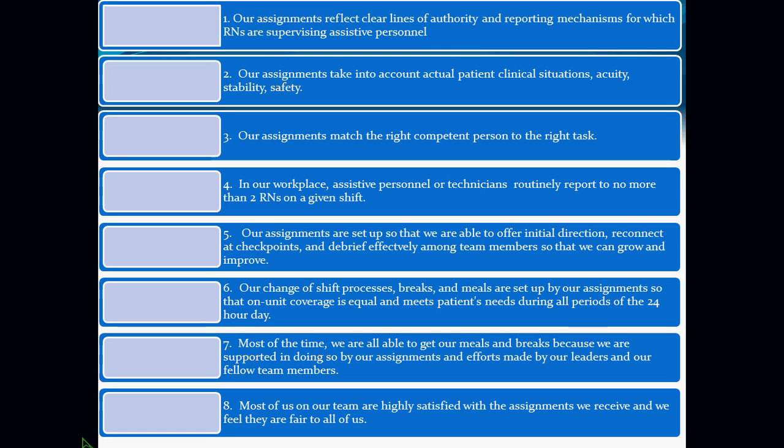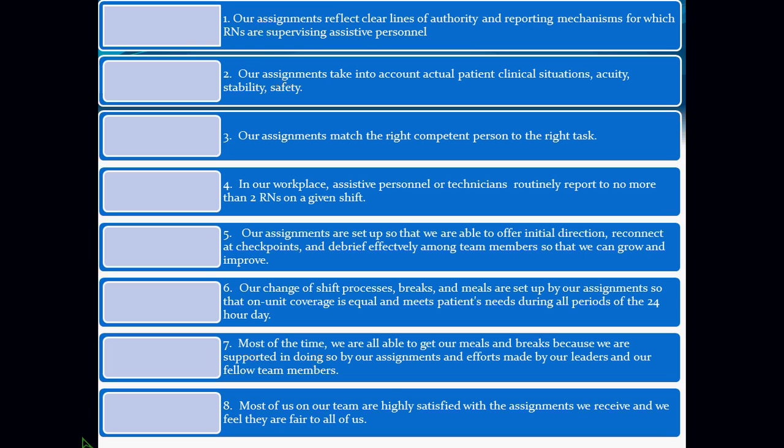What we want you to think about is whether or not your assignments reflect those clear lines of authority and reporting mechanisms, so that there's supervision of assistive personnel by RNs, and that's very clear, and also reasonable, that it's possible for those RNs to supervise the nursing assistants the way they're being deployed now. That your assignments take into account the actual patient clinical situations, acuity, stability, and safety. And we're hoping you're real high on that all of the time, a 5 for that. Thirdly, that your assignments match the right competent person to the right task.